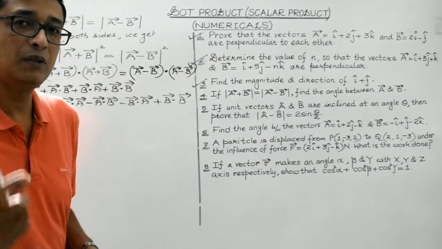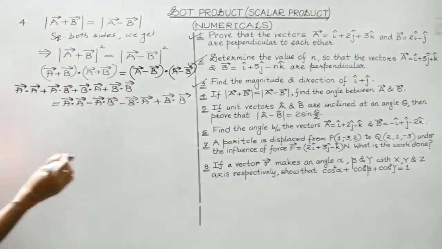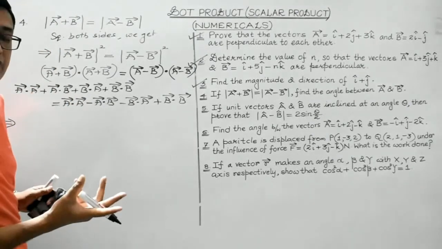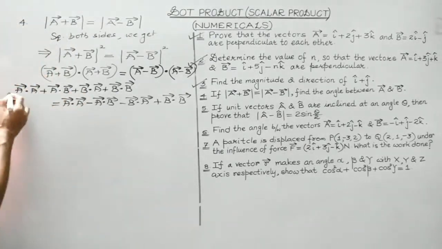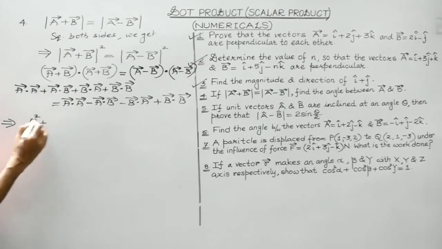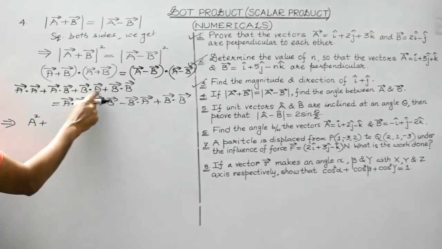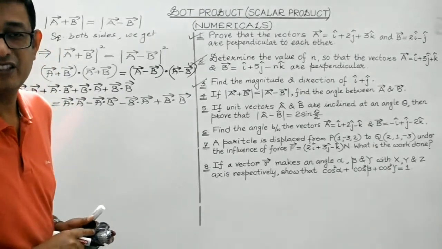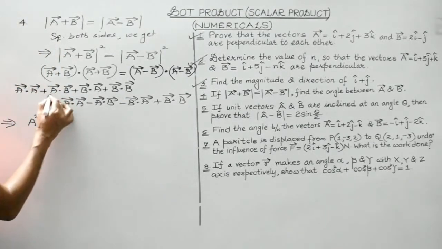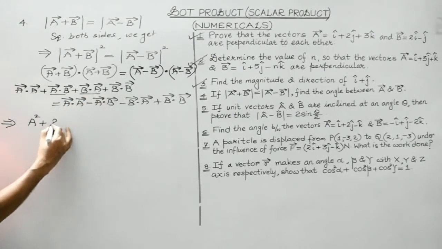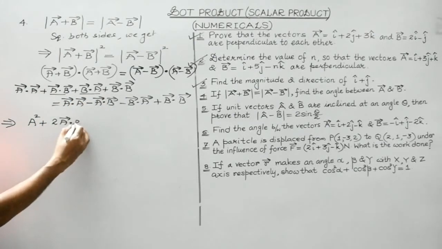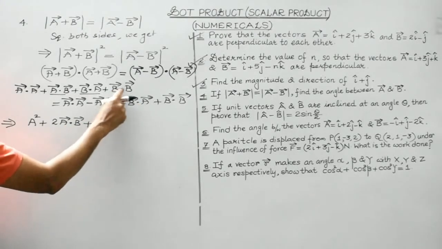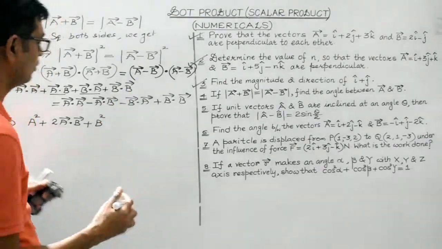Let us assume the angle between A and B be theta. Then A dot A, we are aware, the dot product of a vector with itself will give us the square of its magnitude. So it will become A square plus A dot B is equal to B dot A. We are aware that dot product obeys the commutative law, isn't it? A dot B is equal to B dot A. So these two are equal, so it may be written as twice A vector dot B vector plus B dot B, again it will be B square.